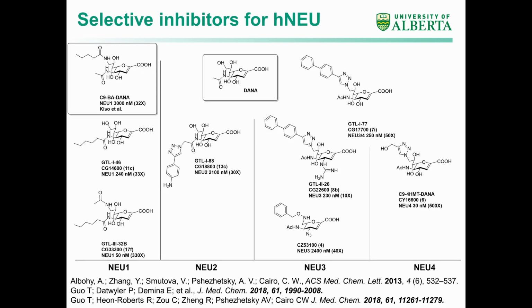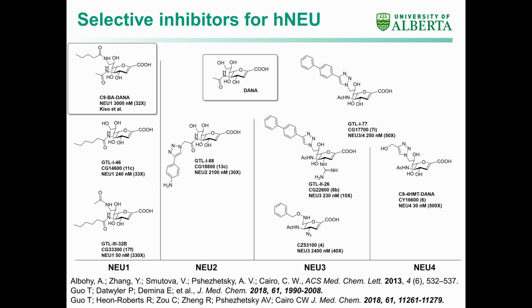I'm simplifying the years of work that went into getting them, but with those, what we did is basically make a lot of libraries, right? And so we have, at this point, we reported most of these in 2018. We now have a panel of inhibitors that allows us to target each of the enzymes, okay? And so these are all listed with their IC50s, and their selectivity is shown between one neuraminidase to another.